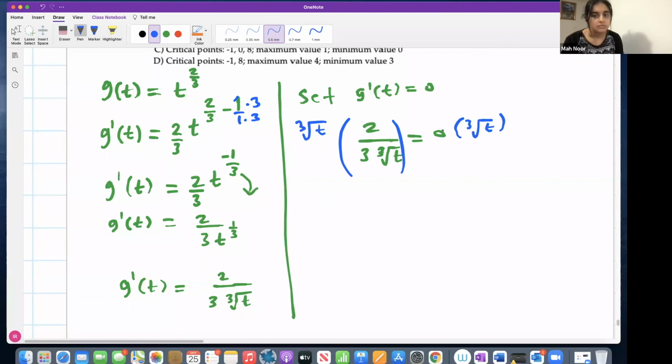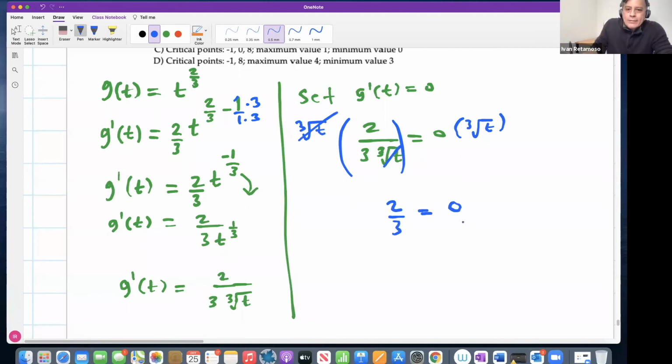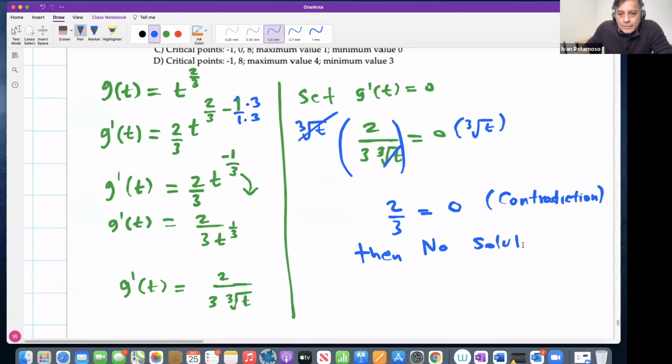This will cancel this, right? 2/3 equals 0, right? But this kind of thing, mathematicians call it a contradiction. This is a contradiction, it can never be. The number 2 divided by any number is never going to give you 0. This is what this is saying. So when you reach a contradiction in mathematics, what do you conclude? Then you say no solution from this source, no solution, okay?